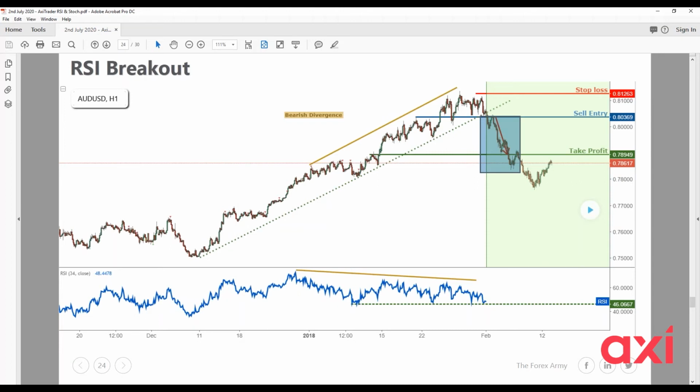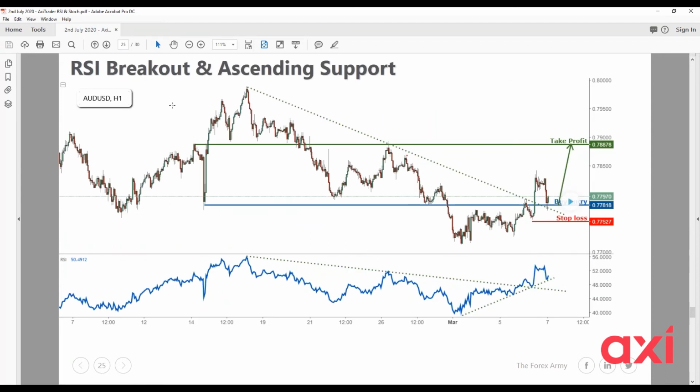Now I want to cover a couple more things together with you guys. One of the next things I want to show you is a combination of a breakout and ascending support. I'm just going to show it to you over here. So this was our trading strategy. I guess it's actually good that I'm showing you so many different trading strategies, so that you can get familiarized, especially when we touch on the more advanced topics.